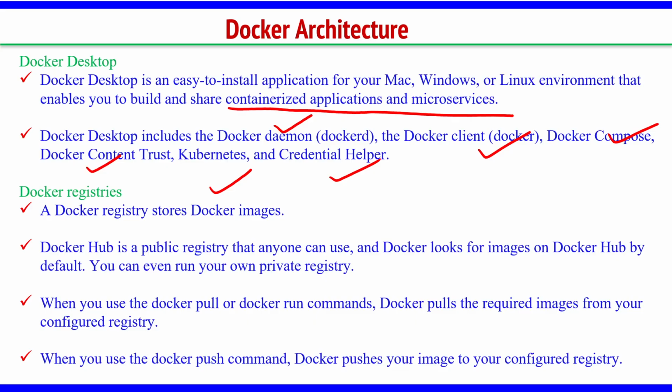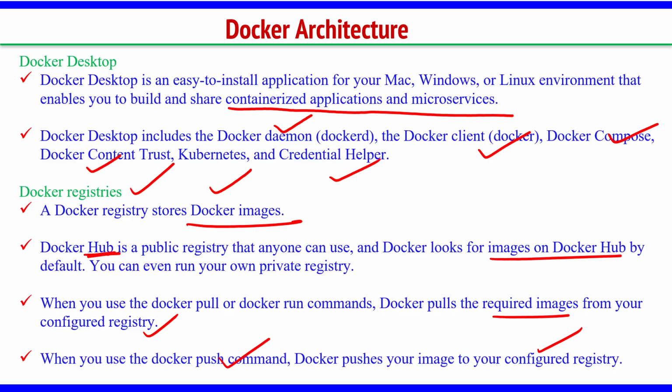Then something called a registry, we know this. A Docker registry stores Docker images. Docker Hub is the public registry that anyone can use, and Docker looks for images on Docker Hub by default. When you use the docker pull or docker run command, Docker pulls the required images from your registry. When you use the push command, Docker pushes your image to the registry.